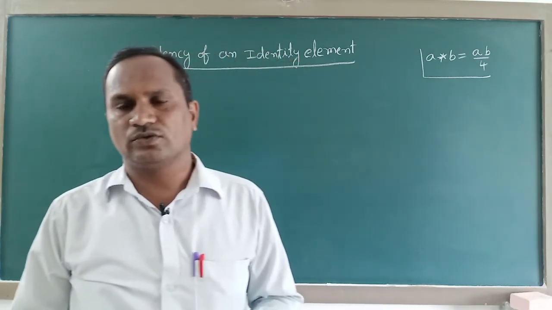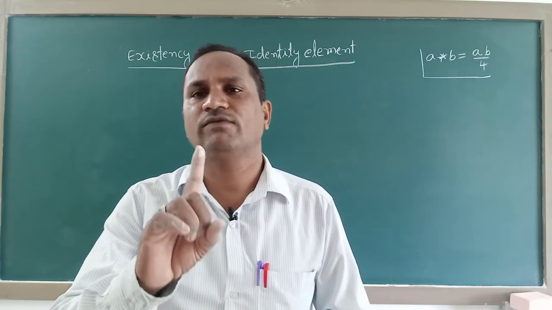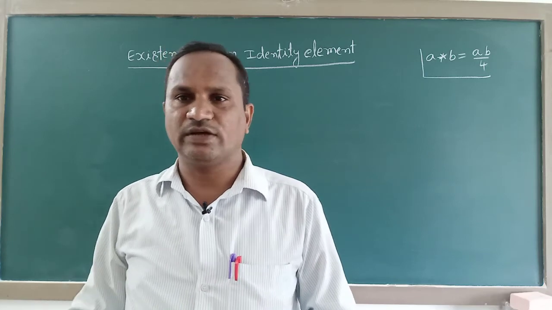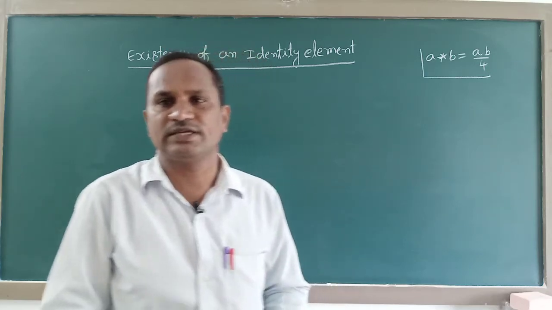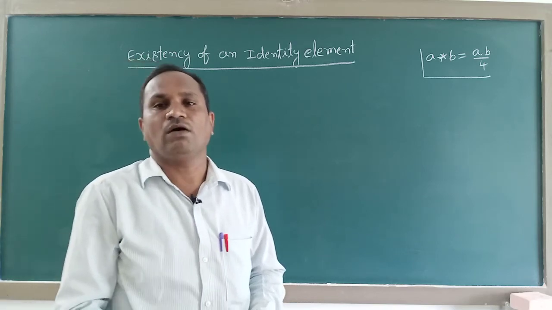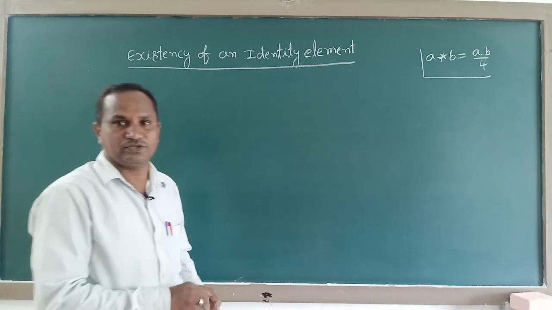Already I told you also, when you are finding the value for A, you should get only one value, that is unique. You should not get distinct values for A. Now we are going to check whether we are getting distinct values for A or a unique value for A.